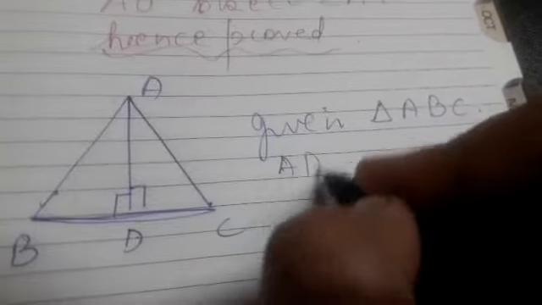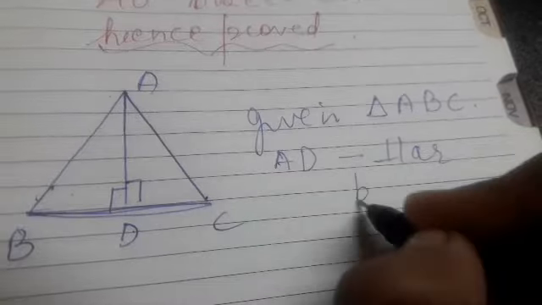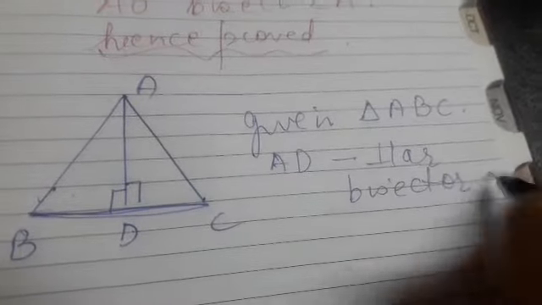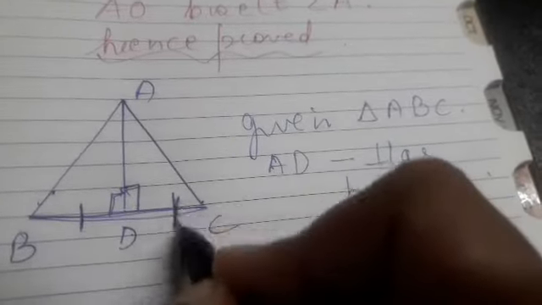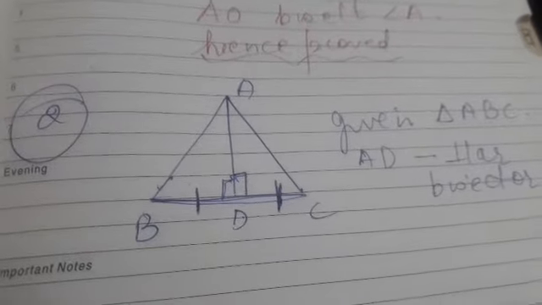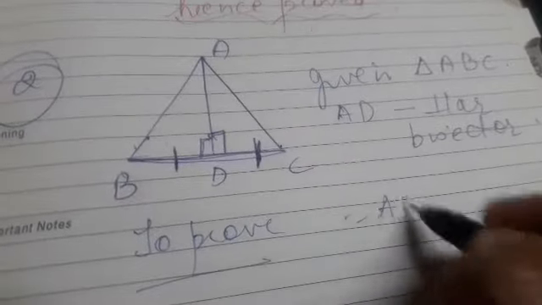So let's come back to the proof. This is the diagram. We are going to write given triangle ABC. That's all. Then they have given that AD is a perpendicular bisector. When I say perpendicular bisector, it means this is a 90-degree angle and this side is equal to this side. Fine. Now let's prove the two triangles to be congruent, and then we are going to write to prove that AB is equal to AC.